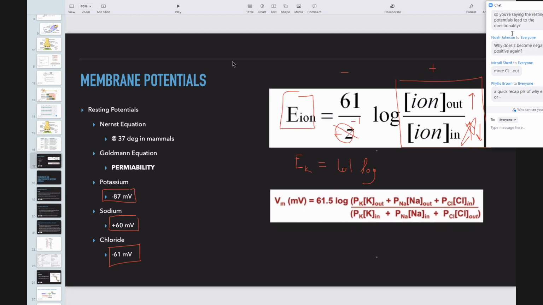Why does Z become negative or positive again? Z is the charge of the ion. So if we have a positive ion like potassium or sodium, Z will be positive. If you have a negative ion or anion like chloride, it'll be a negative charge.